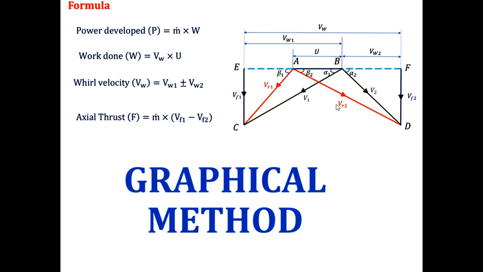This is only a sketch. I have not drawn it to scale. If you draw with the scale, you will understand how it looks. In that case, beta 2 and beta 1 will be different, but VR1 and VR2 will be the same.